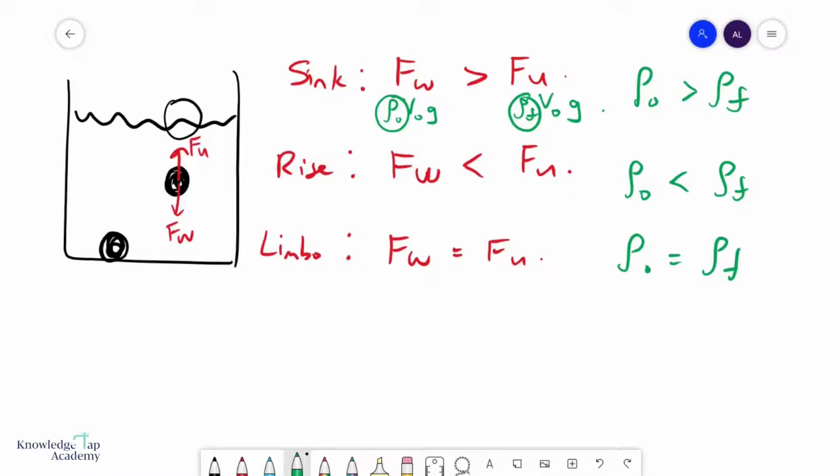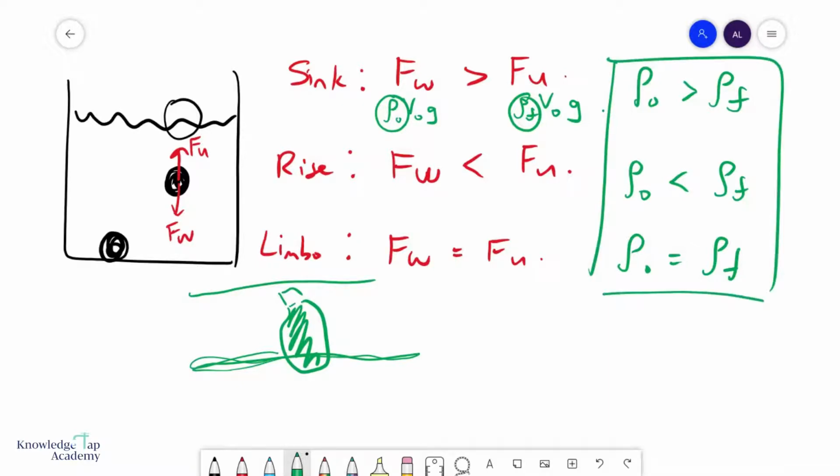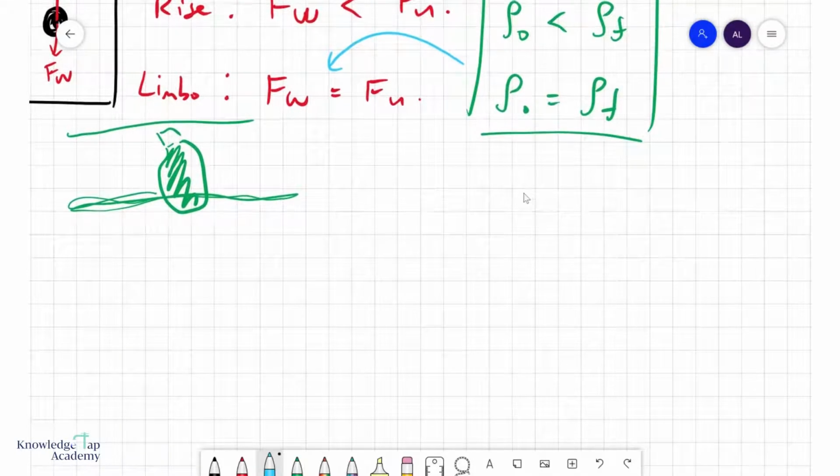Not many things have the same density as a fluid, but one example I can think of is that if you fill a water bottle fully with water and drop it into a swimming pool, it would drift around and not really go up or down too much. And so this is why objects rise or sink. Basically, the density is the deciding factor, but ultimately it is the deciding factor because it affects the balance between weight and upthrust.